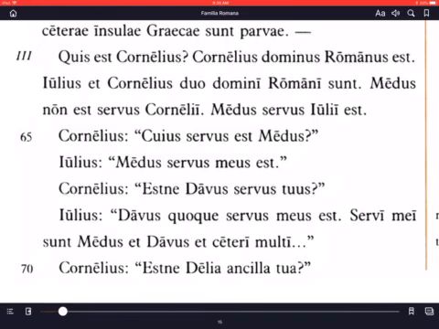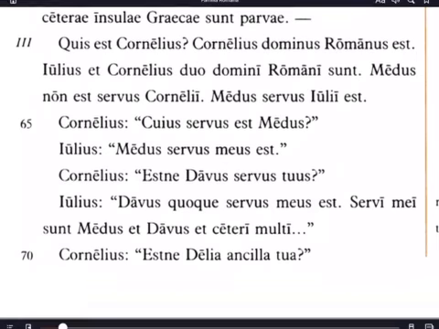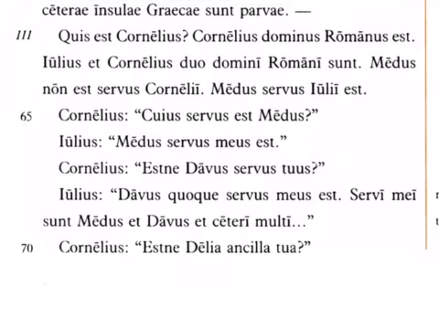Domus is the word for house in general in Latin, so dominus and domina, master and mistress, sort of mean master of the house, mistress of the house, that kind of thing. They run things. Julius et Cornelius duo domini Romani sunt. Julius and Cornelius are two Roman masters. Medus non est servus Cornelii. Medus is not a slave of Cornelius.